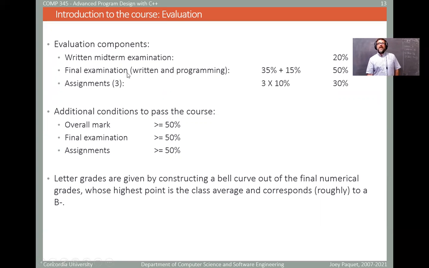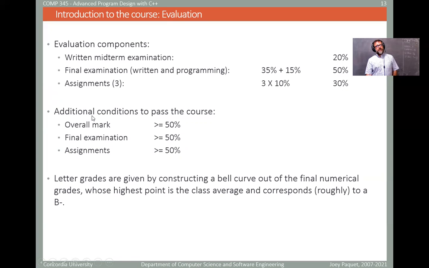So the final examination is 50% of your mark. The written part is 35% and the programming part is 15%. Then there's going to be 3 assignments. Each assignment is worth 10% for a total of 30%. So that's a total of 100%.